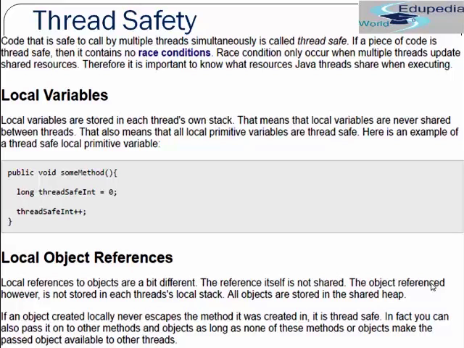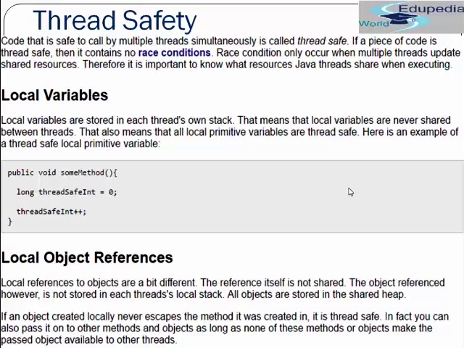If an object created locally never escapes the method it was created in, it is thread safe. In fact, you can also pass it on to other methods and objects as long as none of these methods or objects make the passed object available to other threads. So if an object is created locally and never escapes that method, that means it is thread safe. So as long as it remains within a thread, it's safe.